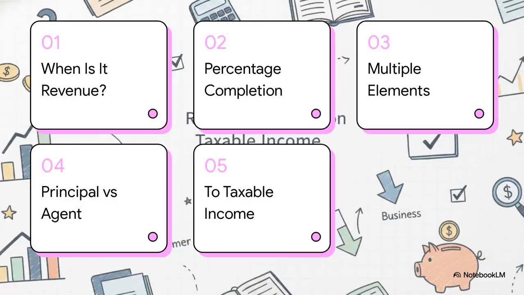So, to demystify all these rules, we're going to navigate 5 crucial stages today. We'll start with the absolute bedrock rules of revenue. Then we'll tackle complex long-term projects, untangle those messy bundled contracts, figure out who the true seller really is, and finally, cross the bridge from accounting income into corporate taxes.